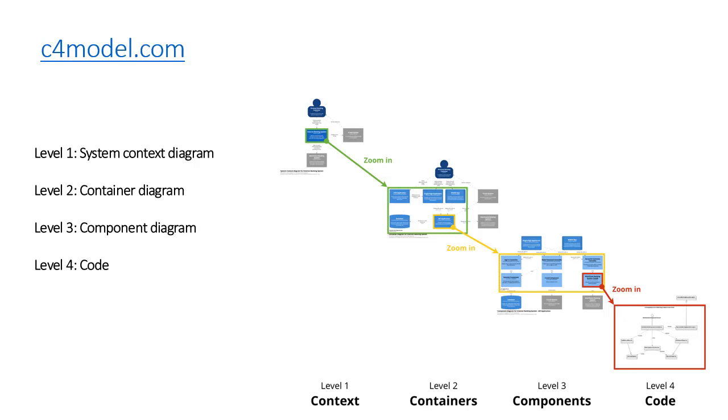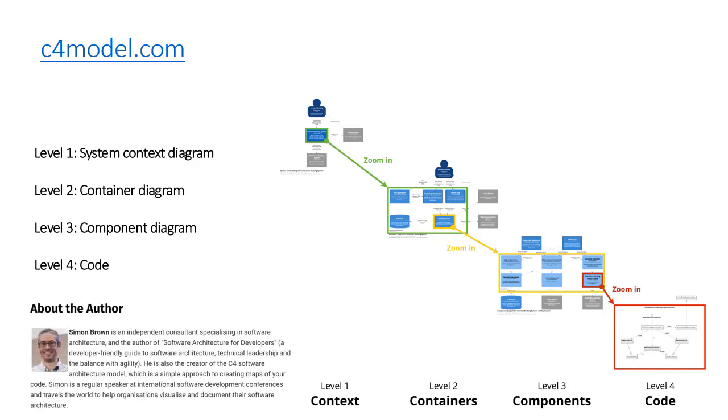Before we jump into details of all of those 4 levels, I would like to also mention the author of the C4 model, Simon Brown. He's also the author of Software Architecture for Developers, a developer-friendly guide to software architecture. At the end of this video, I would like to also encourage you to read 2 ebooks that Simon released. But I will talk about them at the end of this video. So let's discuss details related to all 4 levels of the C4 model.